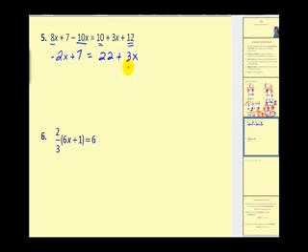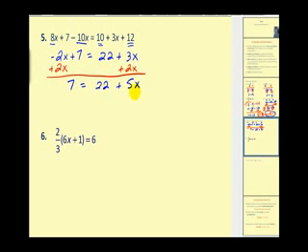Now what's different about this equation is we have the variable term on both sides of the equation. Well, if our goal is to isolate the variable, of course it needs to be on one side. So we either need to subtract 3x on both sides or add 2x on both sides, depending on what side you want the variable to be on. I'm going to go ahead and add 2x to both sides. So on the left side now we have 7. On the right side we have 22 plus 5x.